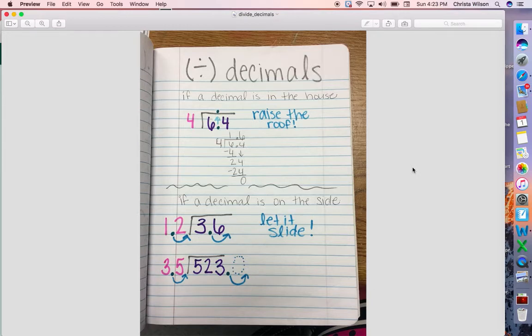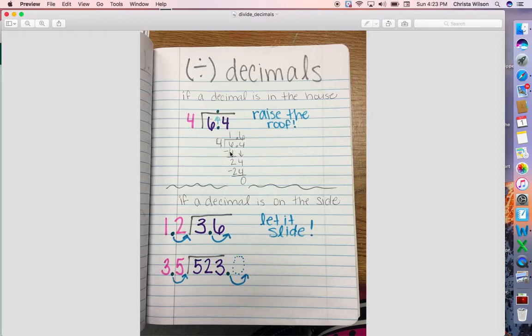Okay, so division of decimals. And here are the two rules. If a decimal is in the house, you raise it to the roof. So in this example, we have 4 divided into 6 and 4/10. There's not a decimal over here in the divisor. So if it's underneath the house, you just simply raise it to the roof and you don't move it again. It stays there. So now you just do your regular division.